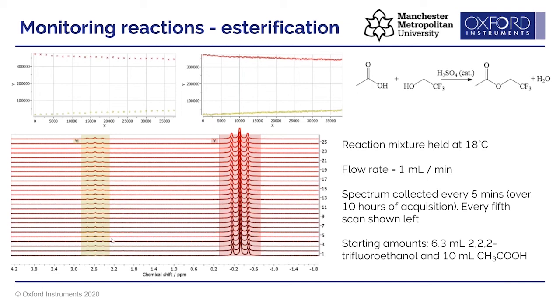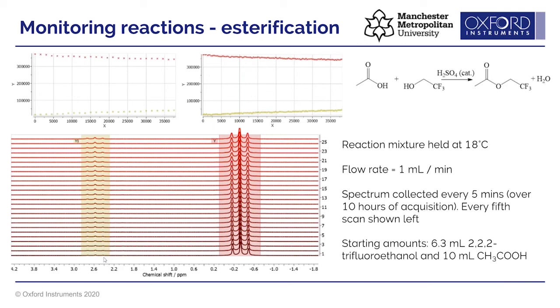So if we look at the actual data we've got here, the eagle-eyed amongst you will notice there is some material in terms of the product. This is the CF3 group of the ester, shaded in a beigey cream color. And that was because I'd already done some experiments with this reaction mixture. I wasn't really starting from time zero.